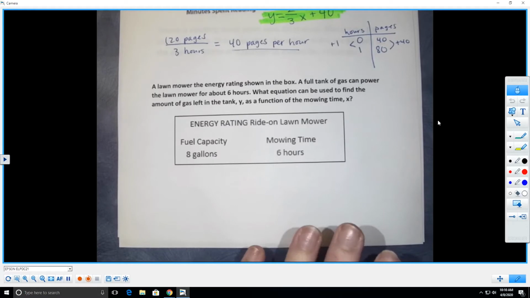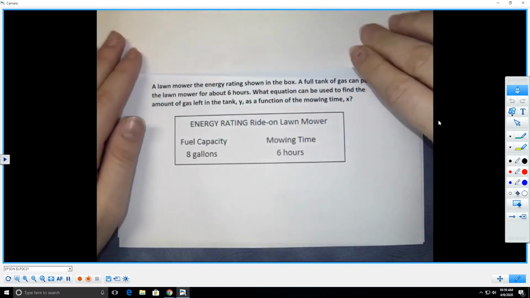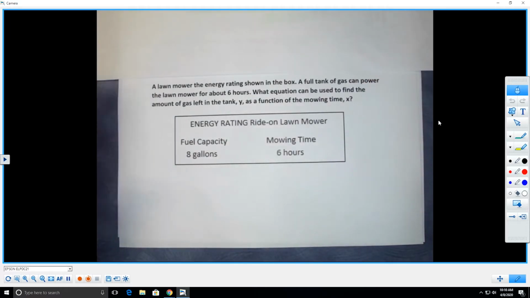So it says, the energy rating for a lawnmower is shown in the box. A full tank of gas can power the lawnmower for about 6 hours. What equation can be used to find the amount of gas left in the tank Y as a function of mowing time X?